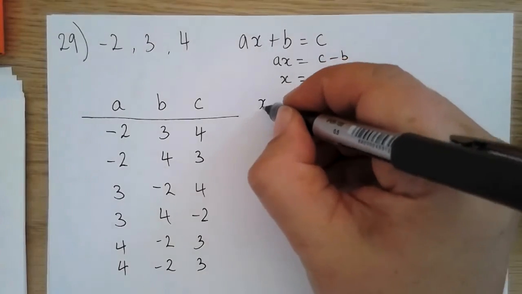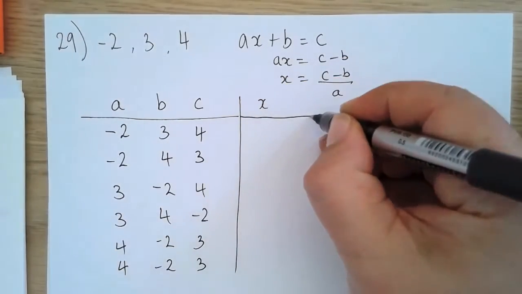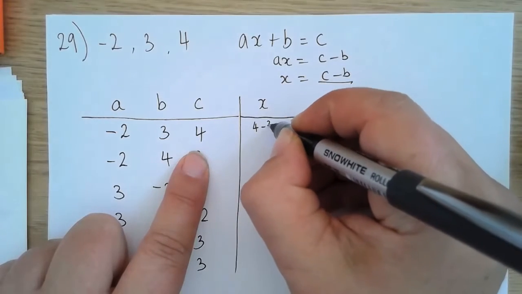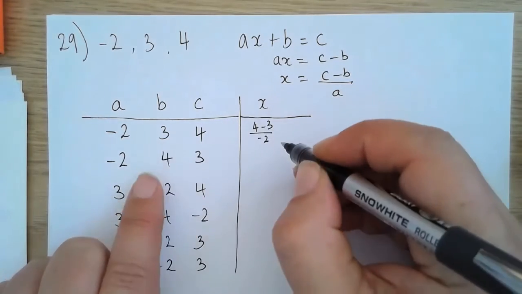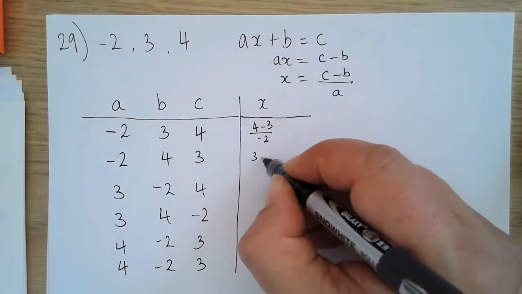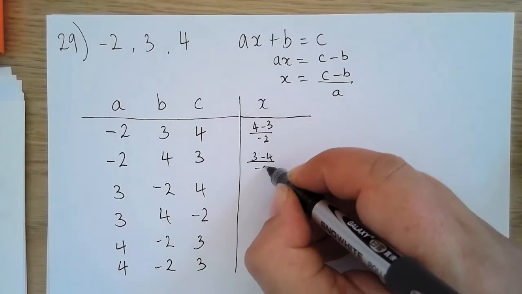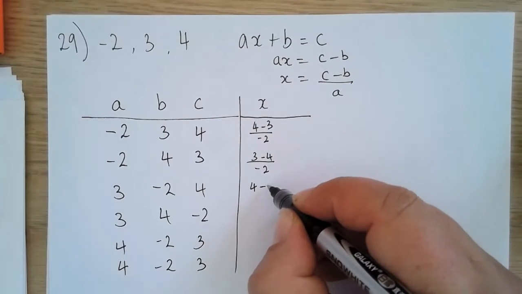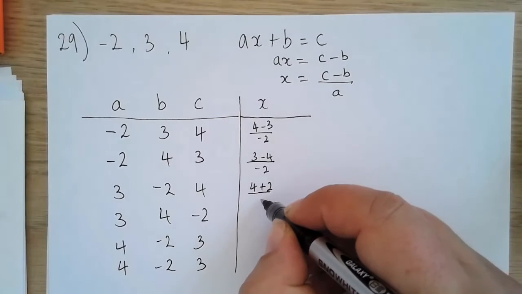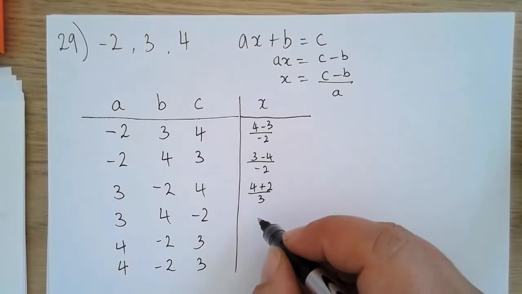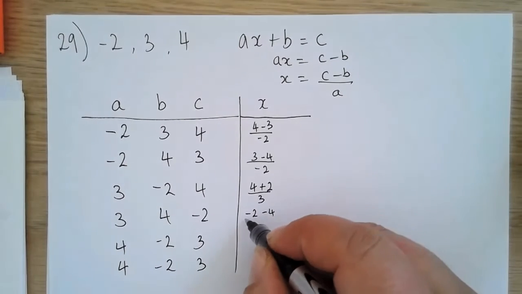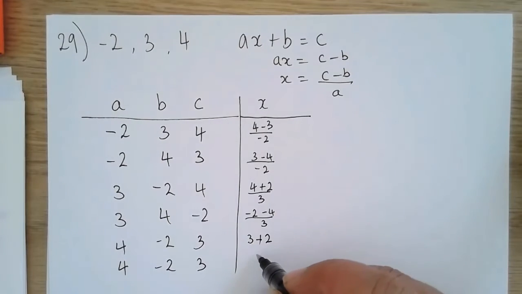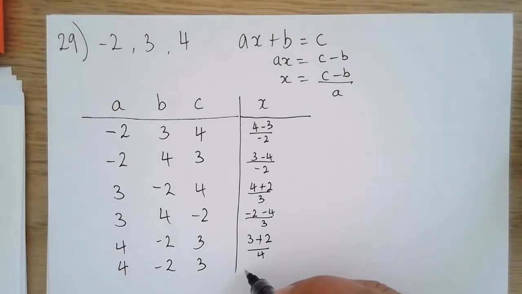I now need to know what x is. So I'm going to write the equations down just so I get them right. 4 subtract 3 divided by -2. I'm subtracting a -2 and dividing by 3. I'm subtracting by -2. And this final one here.